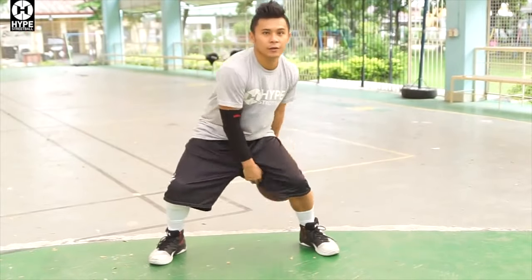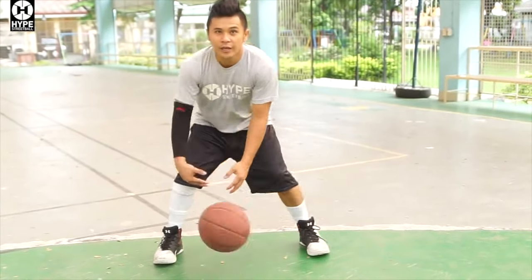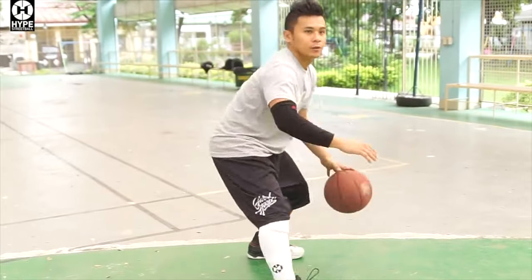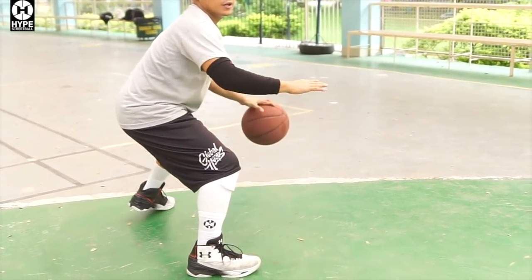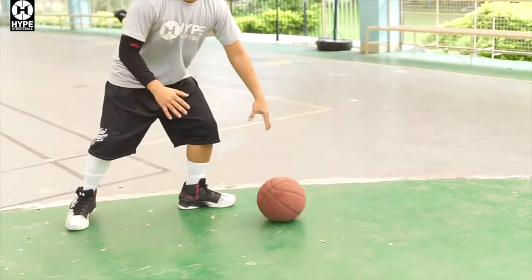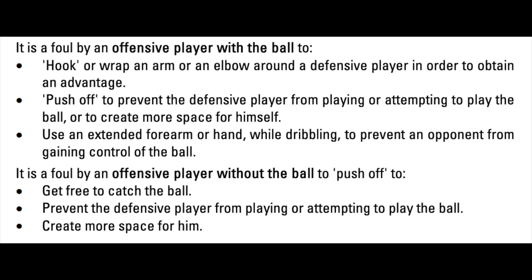It's one thing if you have the arm close by you because you're in your cylinder, but once you put up that arm bar, you're extending out of your cylinder. So if the defender tries to make a steal attempt and you slightly turn to maintain that arm bar, you're out of your cylinder, preventing the defender from making a legal play. That is an offensive foul.